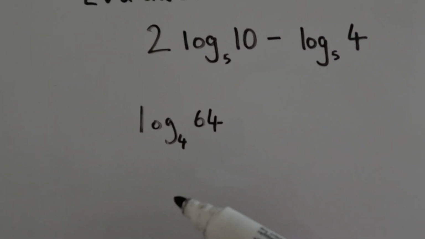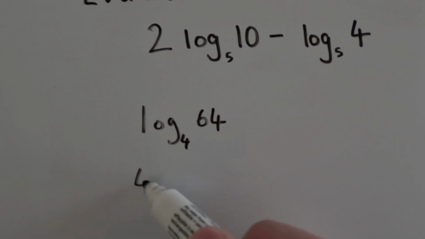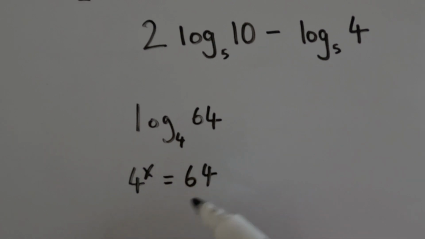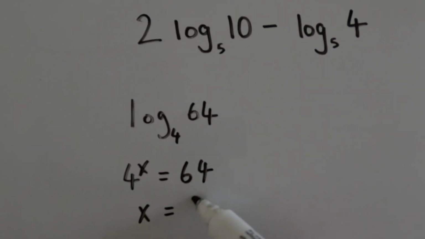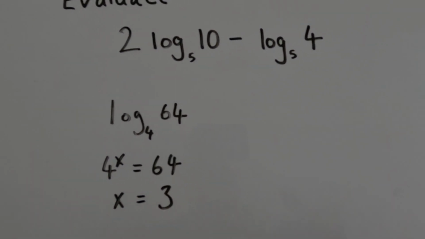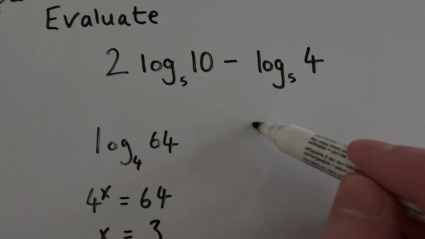If we call it x, then 4 to the x equals 64, and then x is equal to 3. So the log of 64 to the base 4 is equal to 3. So the base is very important and necessary.